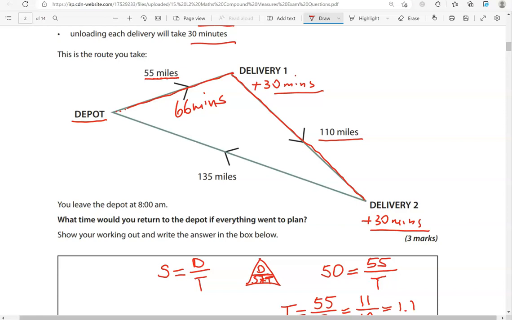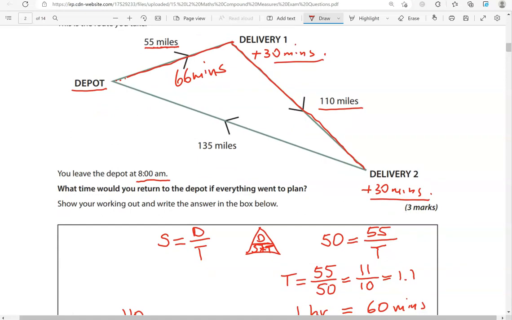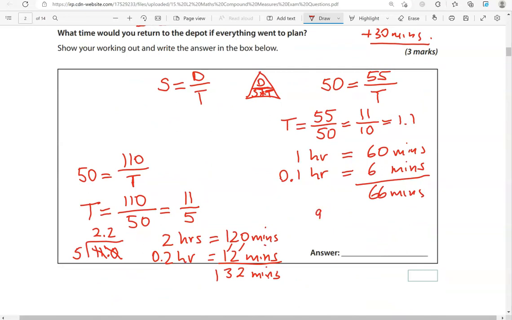So you leave the depot at 8 a.m. So adding this 1 hour, that will bring it to 9 a.m. Then we'll need to add the hours 1 and 2, that is 3 hours. So 9 and 3, that gives us 12. So 12 p.m. And then we have 12 minutes and 6 minutes, that is 18 minutes. So that's going to be 12:18 p.m.